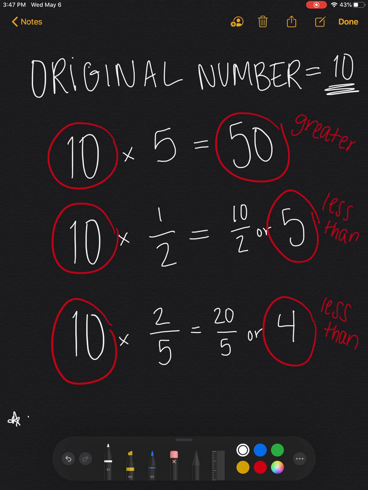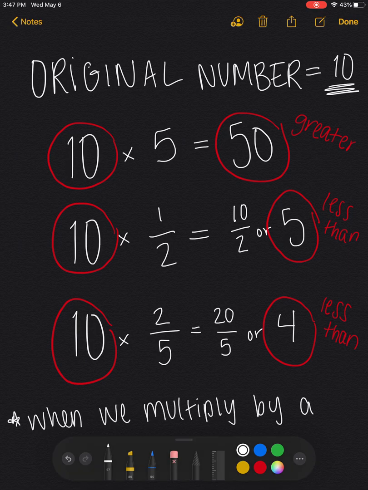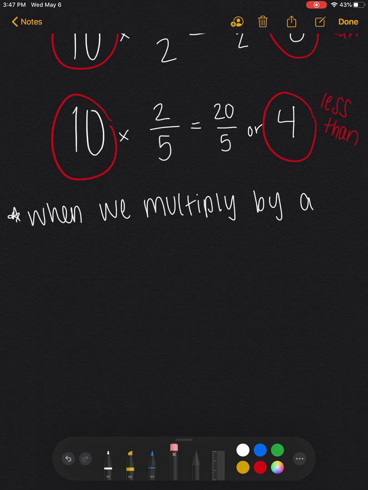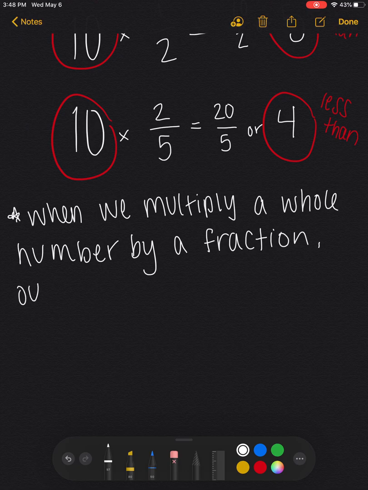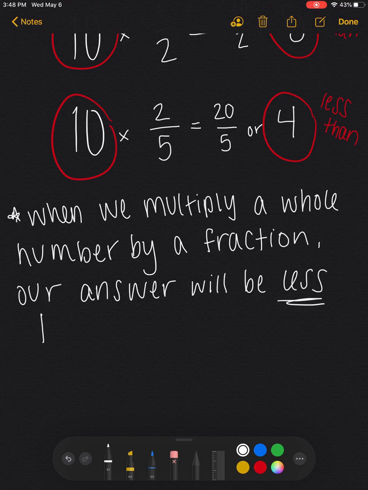So when we multiply by a fraction, our answer will be less than that whole number. I'm trying to write this down, sorry.